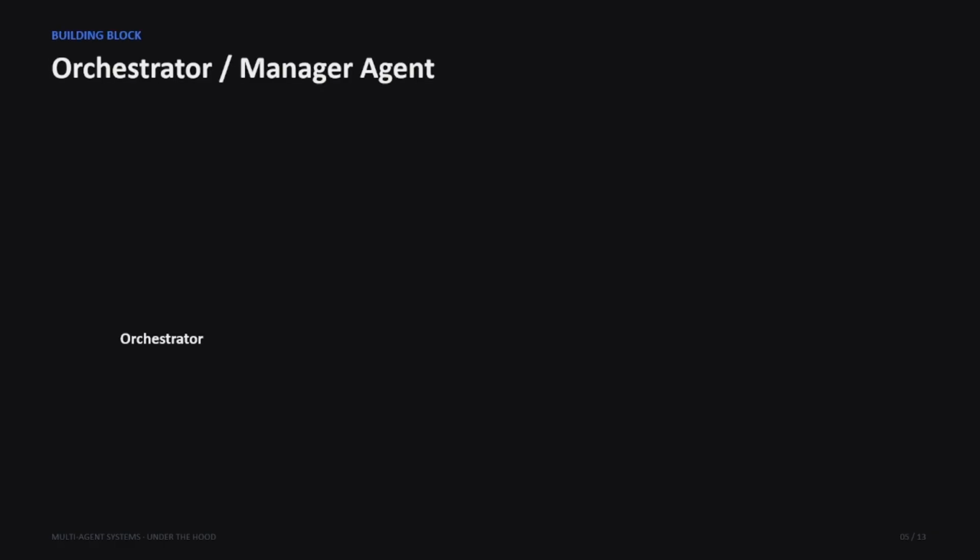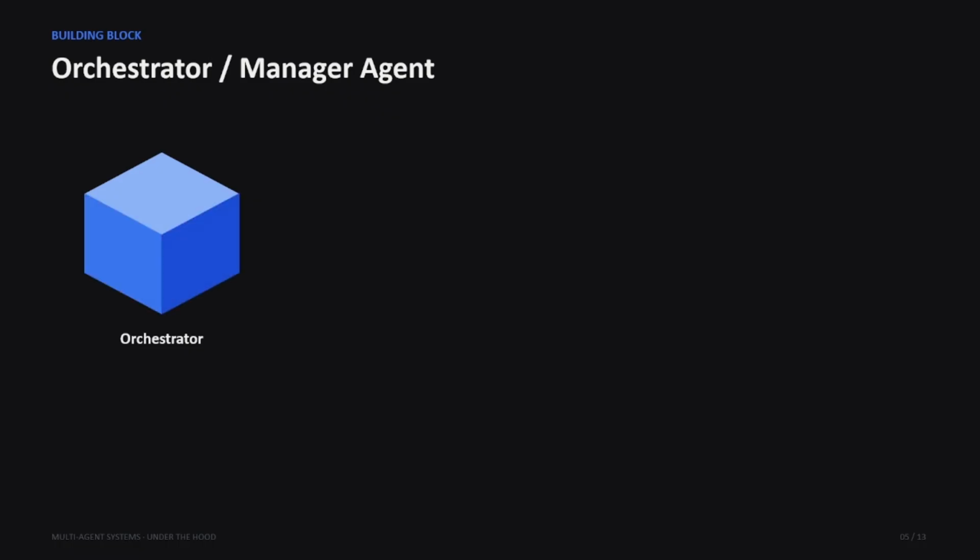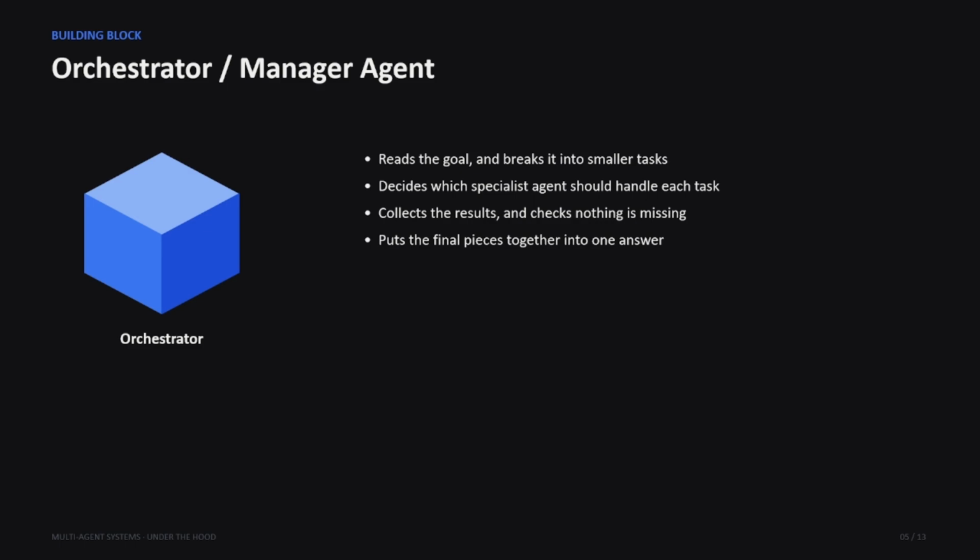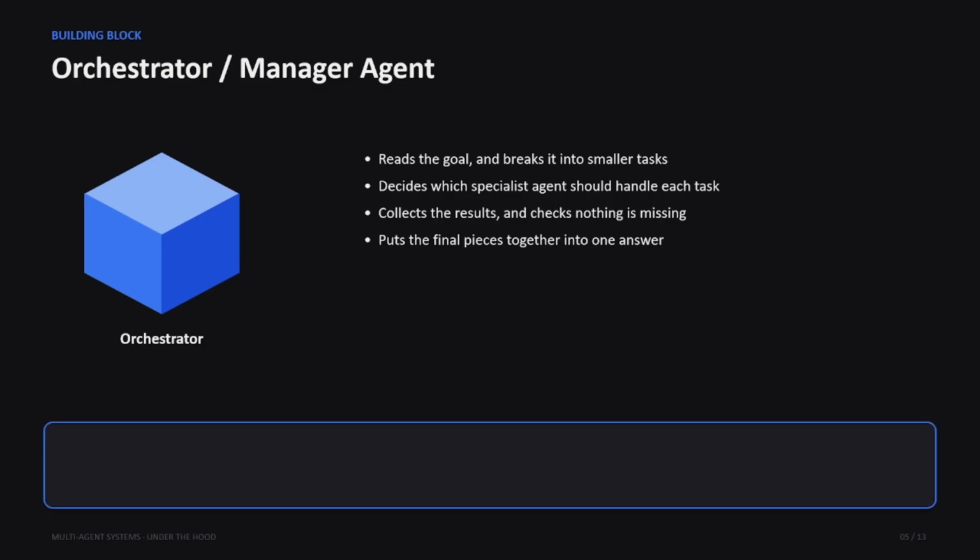The first important building block is the orchestrator or manager agent. Its job is to understand the goal and break it into smaller parts. Then it decides which specialist agent should handle each part. After the agents finish, the orchestrator checks whether everything is correct or whether anything is missing. Finally, it puts all the pieces together into one final answer. A simple example is a project manager who assigns tasks to the right people and then assembles the final report.